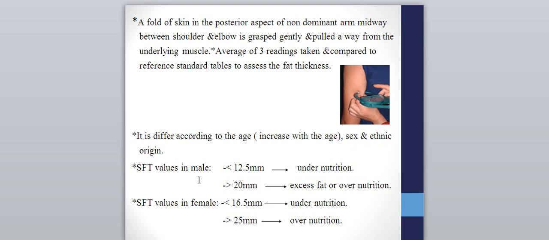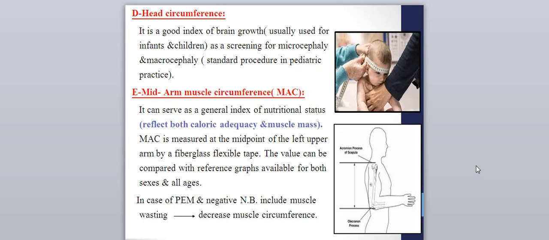So in male, if it is less than 12.5 millimeter, there is undernutrition, and if it is more than 20 millimeter, there is overnutrition. In female, if it is less than 16.5, there is undernutrition, and if it is more than 25, there is overnutrition.